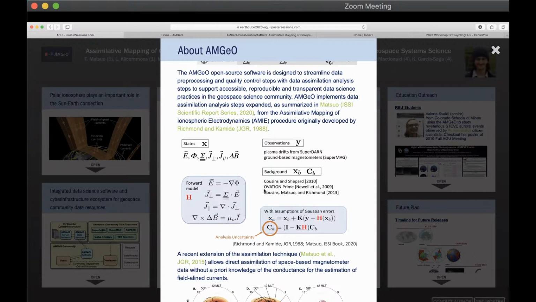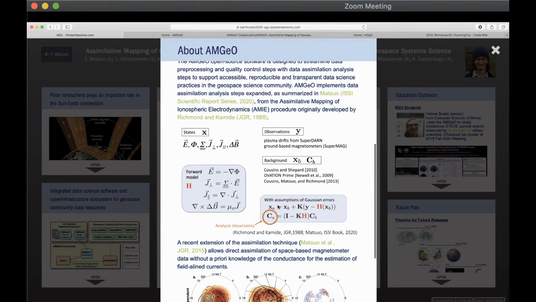So conductance is coming from Ovation Prime, as mentioned by the previous speakers. The Ovation Prime model is used as a background, and the background model for SuperDARN, or convection pattern, is coming from Cousins and Shepherd. These are going to be updated in version 2, and then all following releases. These are just the background models for the mean, and then the covariance gives the constraints so that we can deal with the data gap.